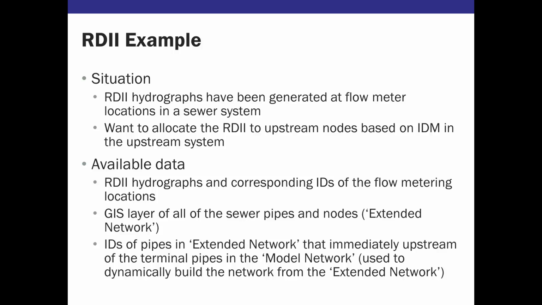For this example, let's assume we have RDII hydrographs that have been generated at flow meter locations in a sewer system, and we want to allocate the RDII to upstream nodes based on inch diameter miles in the upstream system. The data we have are RDII hydrographs and the corresponding IDs of the flow metering locations. We've also got the GIS layer of the extended network, and the IDs of the pipes used to build the model network from the extended network.